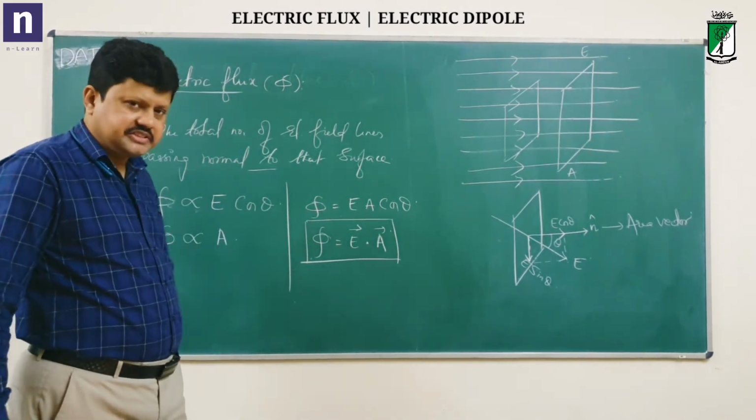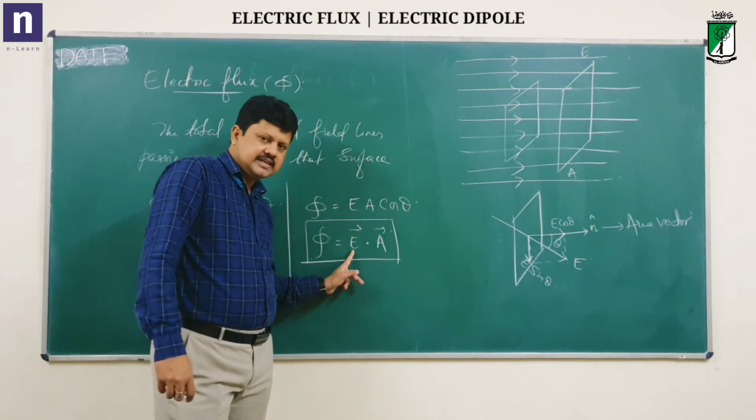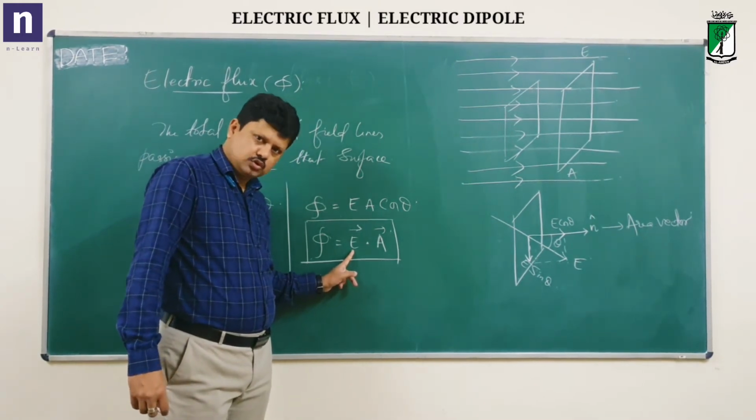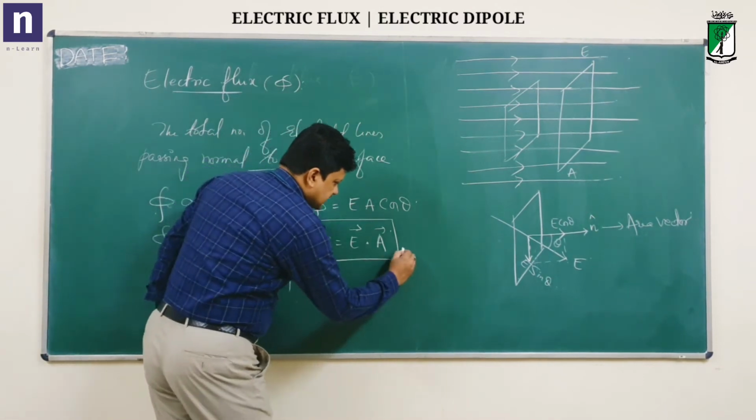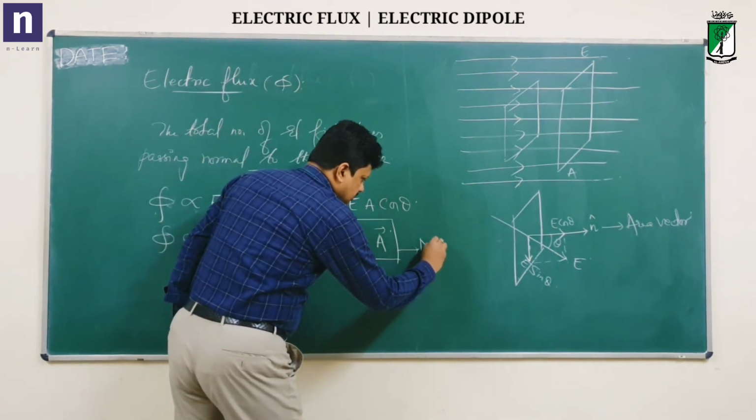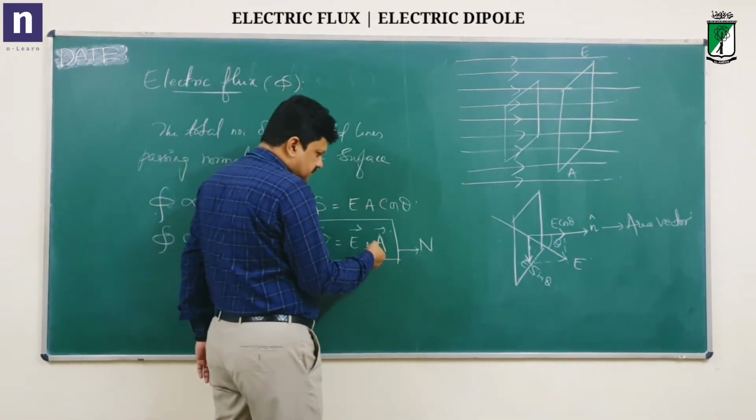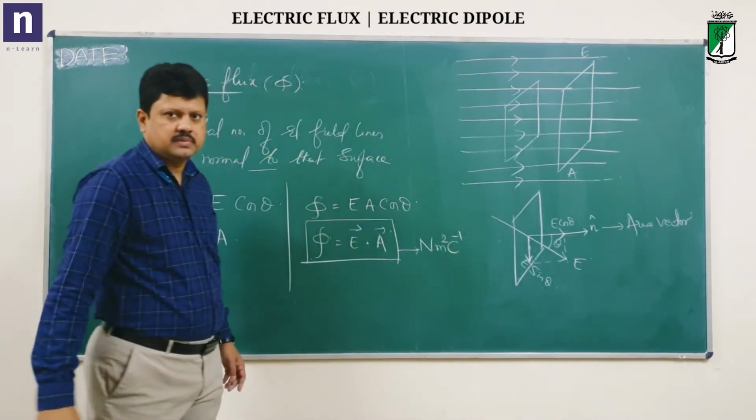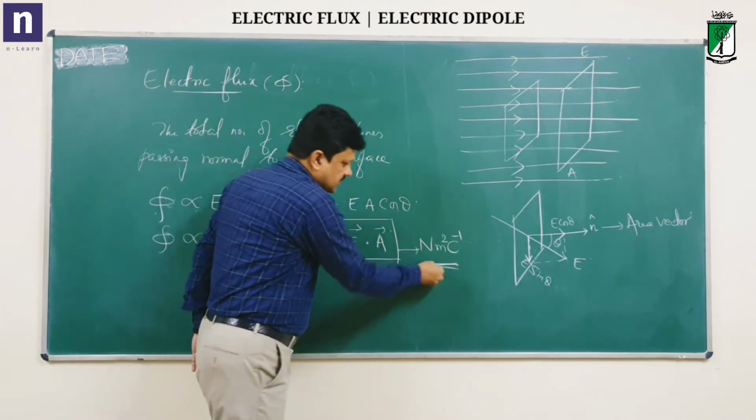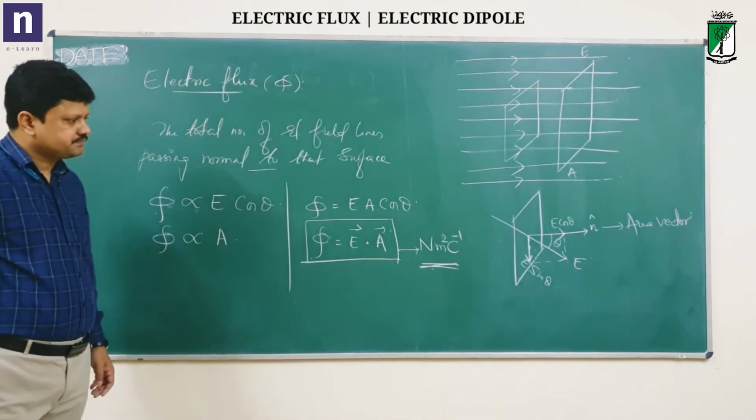Now what is the SI unit for this? That's easy. Electric field is Newton per Coulomb. Area is meter square. So SI unit is Newton per Coulomb meter square. So Newton meter square per Coulomb. This is the SI unit of electric flux.